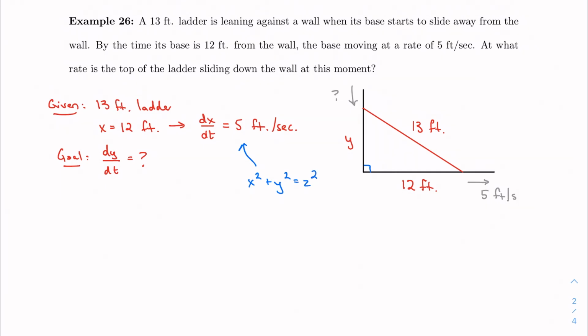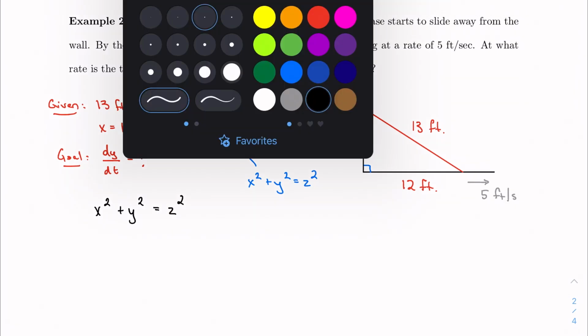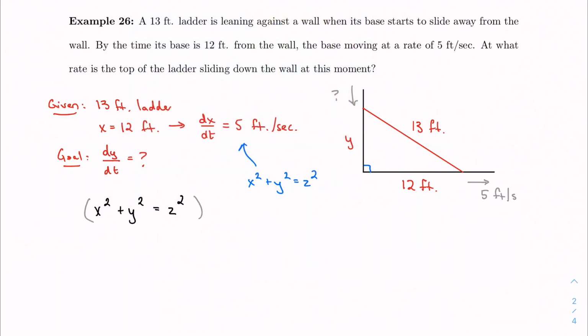So let's actually work with that. The big thing here is the Pythagorean theorem. x squared plus y squared equals z squared. I need a way to introduce dy/dt. So let's differentiate this all with respect to time. And most of the time when you do related rates problems, you are going to differentiate with respect to time. And it does end up being implicit.